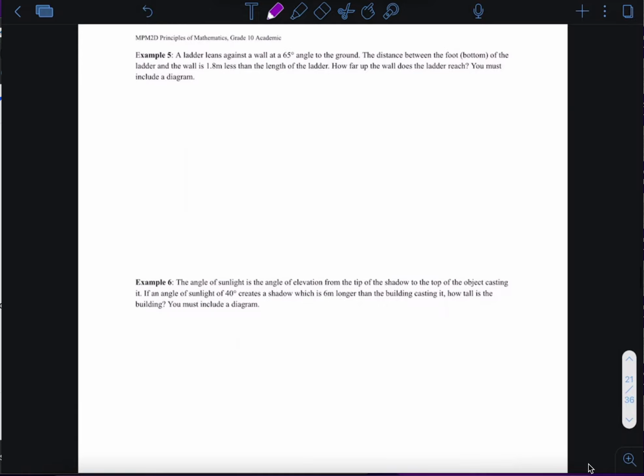So we have to discuss the wording of this next question. It says a ladder leans against a wall at a 65 angle to the ground. The distance between the foot of the ladder and the wall is 1.8 meters less than the length of the ladder. So in the past, some students have a hard time figuring out what this means. What is the foot? Well, if you think about your ladder as having a body, think of the head as the top of the ladder and the foot as the bottom of the ladder. So the bottom of the ladder would be like the foot of a ladder.